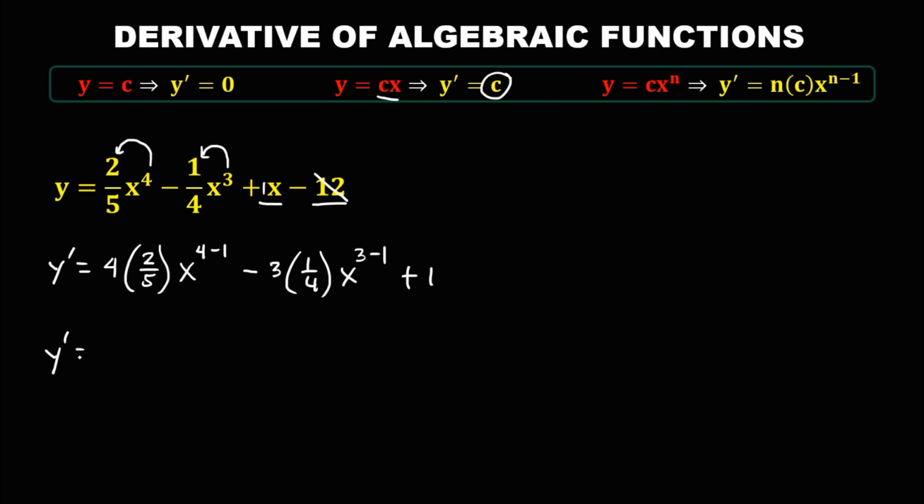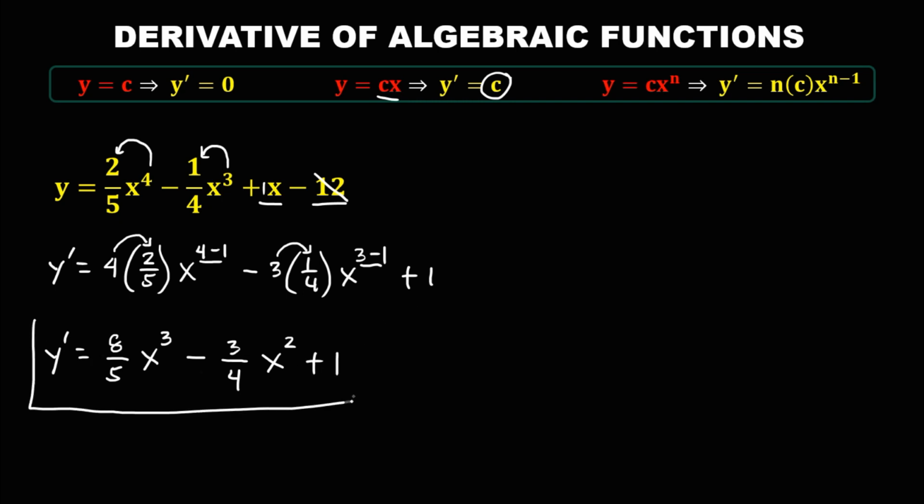Then to simplify, for 4 times 2 over 5, just multiply this 4 to 2. So this is 8 over 5, and 5 minus 1, so that's x to the power 3. Then minus this 3 times 1/4, so multiply this 3 to 1. So this is 3 over 4, x to the power 2. Then bring down positive 1. So this is now the derivative.